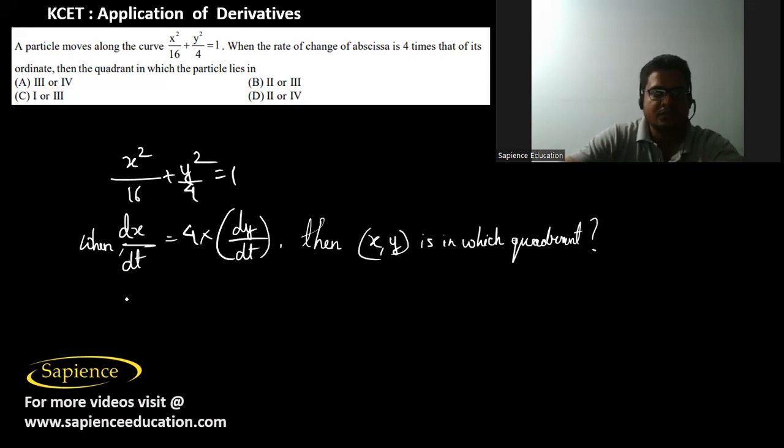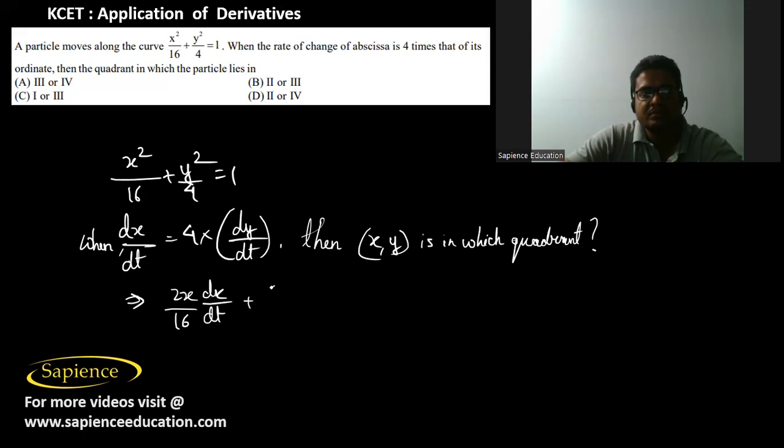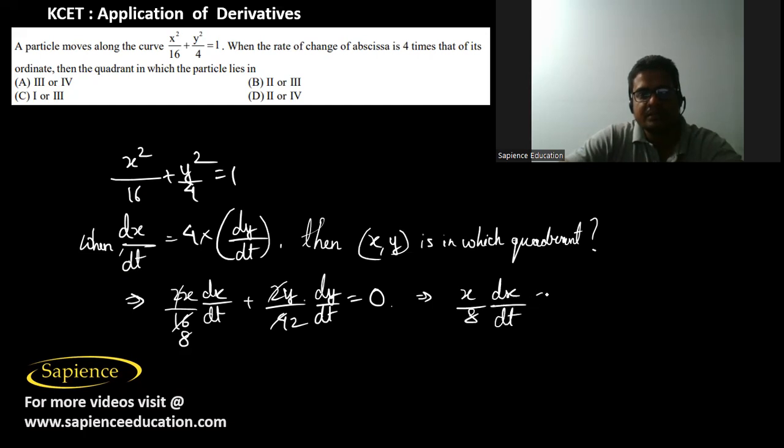Okay. So here, if we differentiate both sides with respect to t, then we will get 2x dx by dt into 1 by 16 plus 2y by 4 into dy by dt, that will be equal to 0. So then we will get x by 8 dx by dt is equal to minus y by 2 into dy by dt.